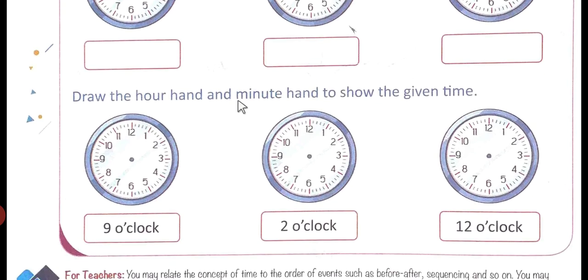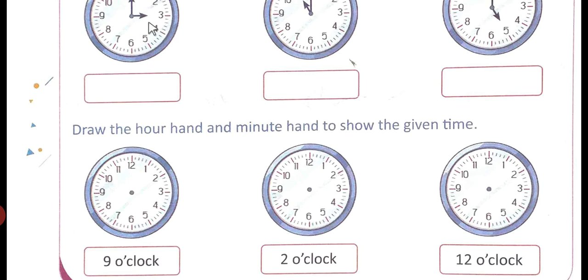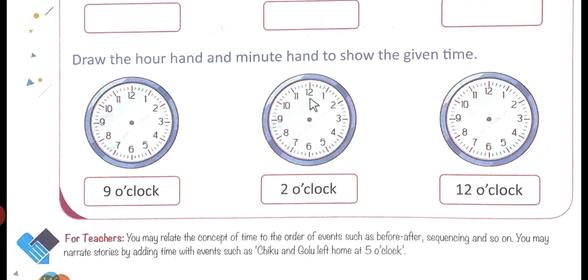Now draw the hour hand and the minute hand to show the given time. I think it is now very easy for you. The small needle will be on 9 and the big needle will be on 12. At 2 o'clock also, the small needle will be at 2 and the big needle will be on 12. At 12, both the needles will be on 12. So you will draw it in your books. Let's move on.